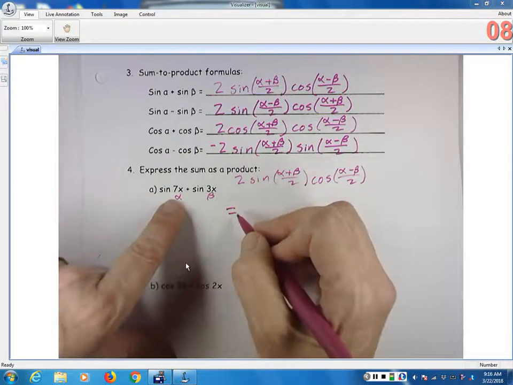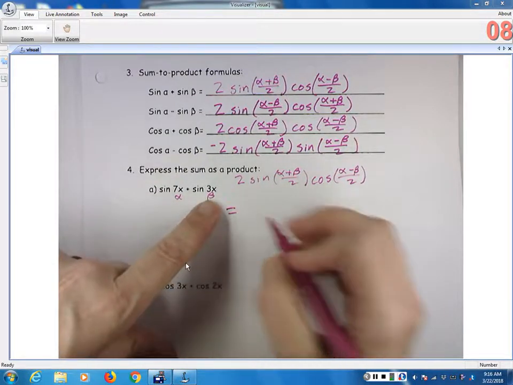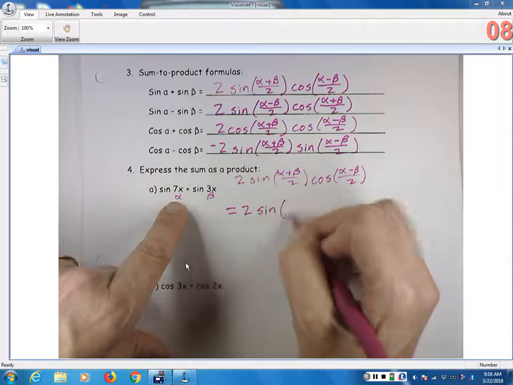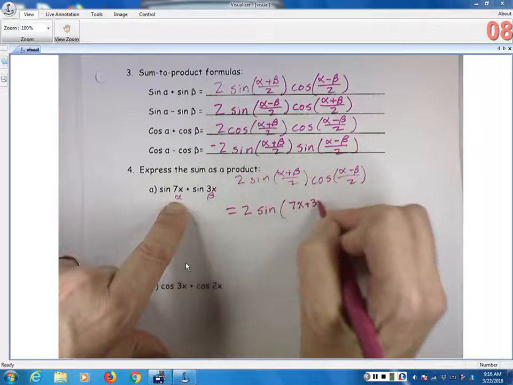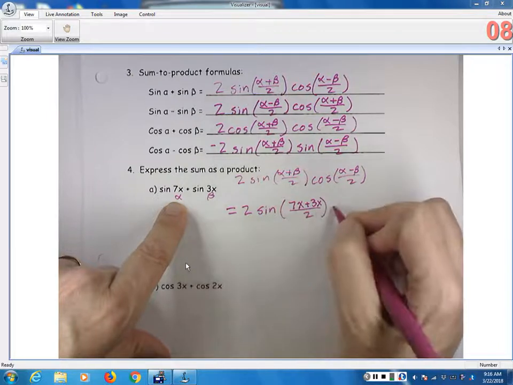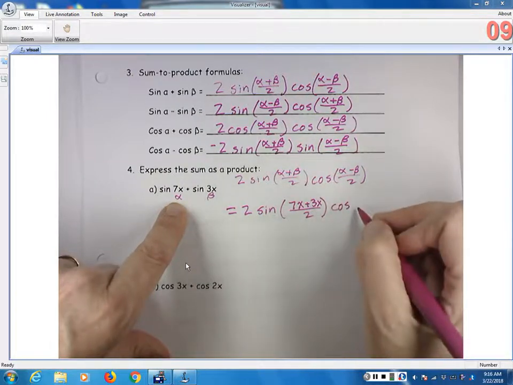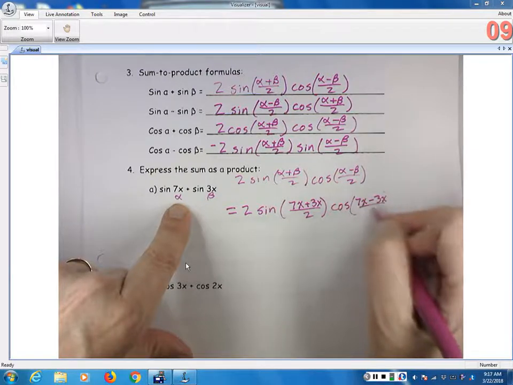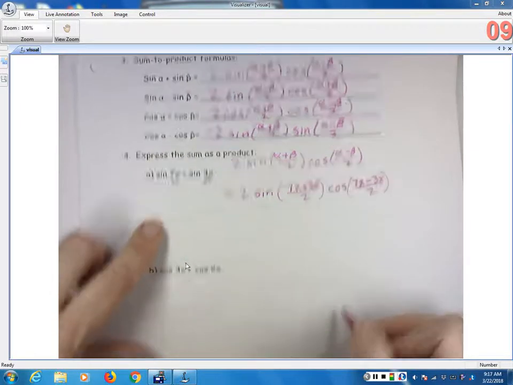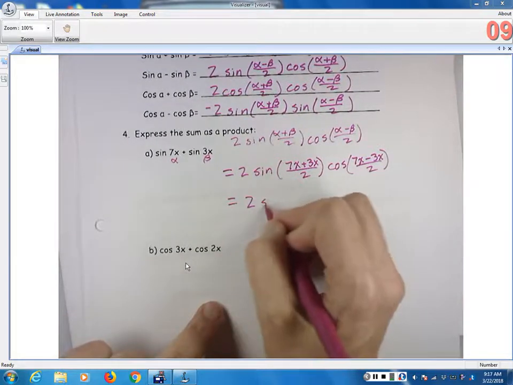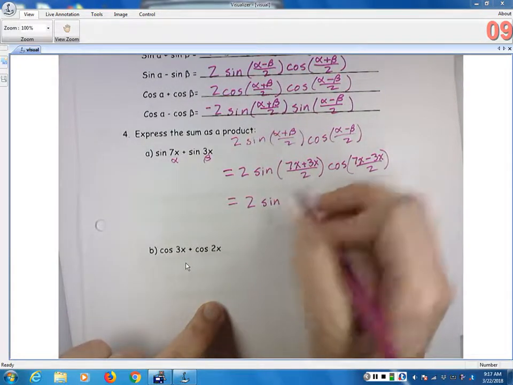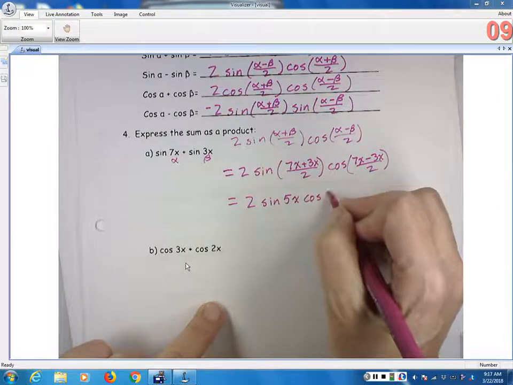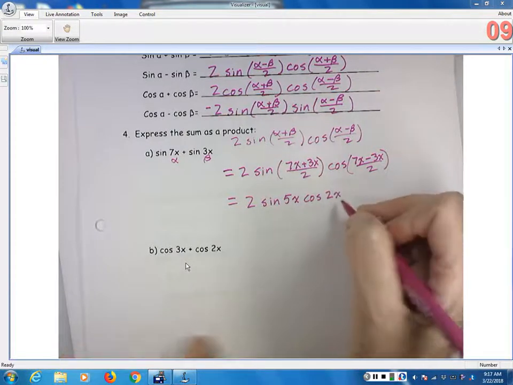So replacing alpha with 7x and beta with 3x, we get 2 sine of (7x plus 3x) over 2, cosine of (7x minus 3x) over 2. Simplify that. 10x divided by 2 is 5x, and 4x divided by 2 is 2x. That's your answer.